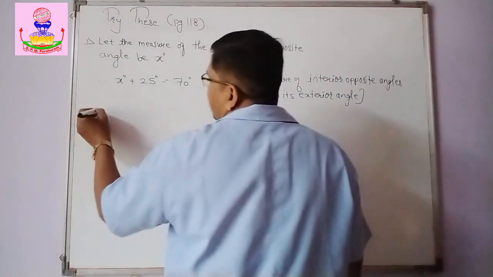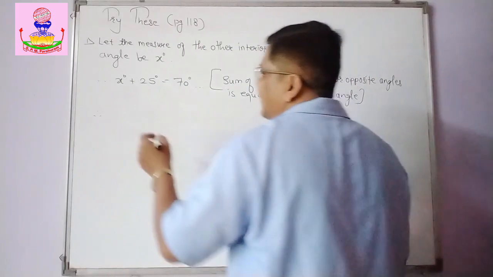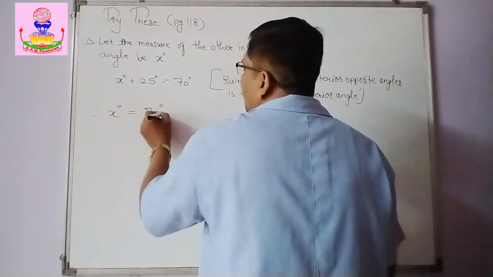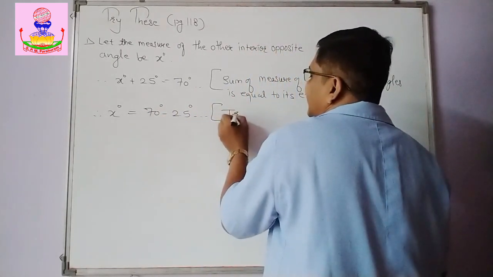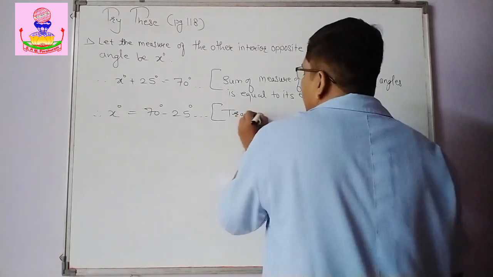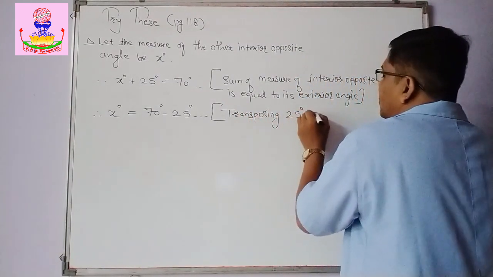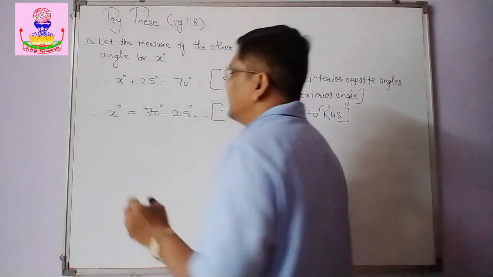Okay, so therefore now I want to find x, so bring 25 to this side. That means transposing 25 degree to RHS. RHS means right hand side, right?